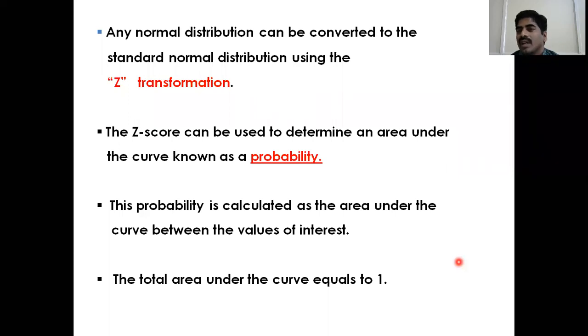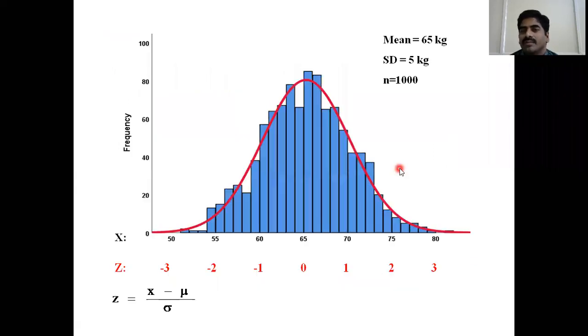Area before the mean, what is the area? 0.5. I will show you, one minute. See here, the right side area from the mean is 50%. From the mean, the left side area is 50%. If you speak about percentage, that is 50% on the right side and 50% on the left side. Probability, what is the maximum value? 1. The area under the curve is 1. So from the mean, the area on the right side is 0.5 and on the left side is 0.5. Total area is equal to 1.